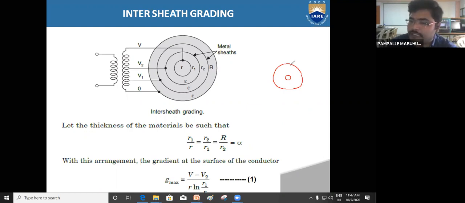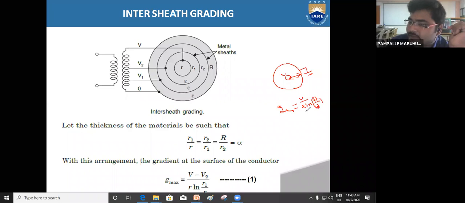If you are not using intersheaths, let us see. You have one single core cable with a conductor and insulation. In this case the G max value will be equal to the potential difference between these two. The outer layer will generally be grounded, so the potential difference is the operating voltage. So V by x into log capital D by small d. This is the expression you derived in your previous lecture.